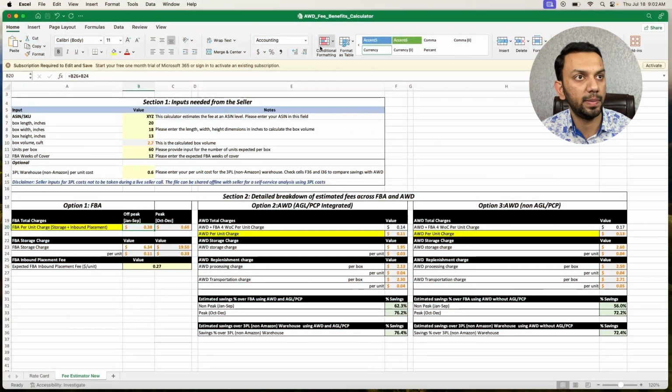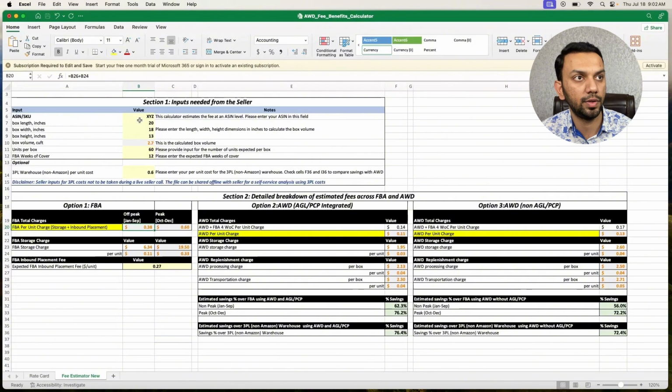So in my opinion, if the cost is pretty much the same, and it helps you avoid the inbound placement fee and the low inventory fee, then definitely that upside makes it worth going for, for those people who do not have their own dedicated 3PL warehouses in the USA. So here is the AWD fee benefit calculator.